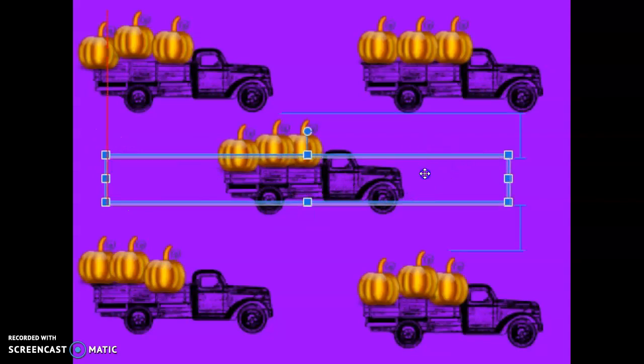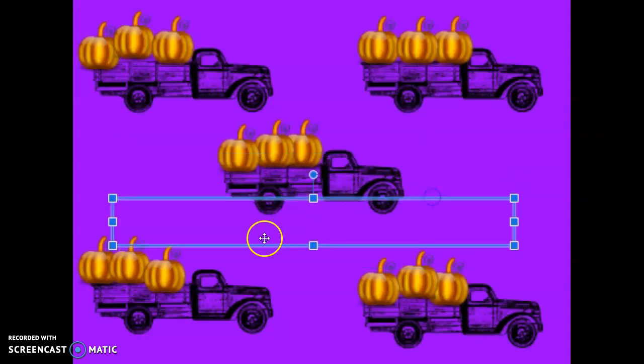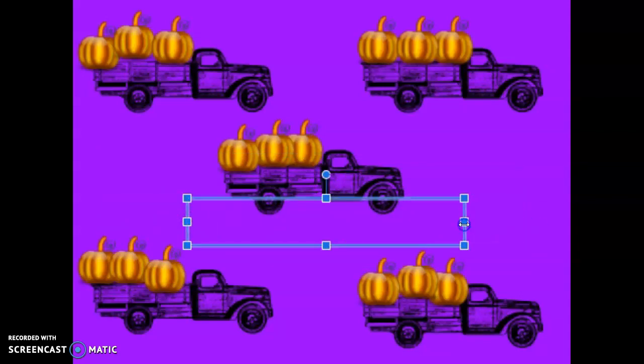I'm going to go ahead and move this down a little bit so I can start typing it in. So I'm going to look at how many trucks there are. That's how many groups I have. So how many trucks do you see in this picture? So I'm going to count 1, 2, 3, 4, 5. So I have 5 groups, and I want to know how many pumpkins are in each group. So I'm going to look up here on this truck, and I'm going to see that there are 3 pumpkins on each truck. So I have 5 groups of 3.